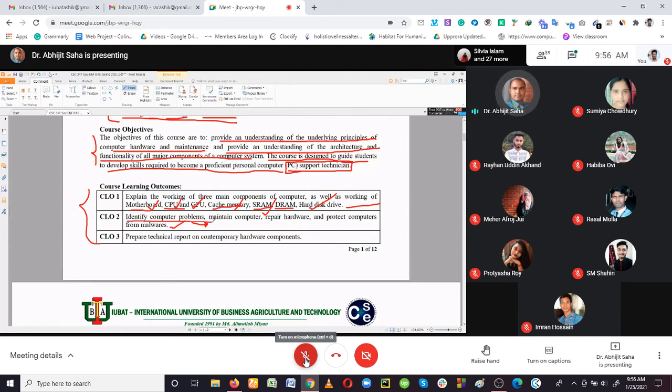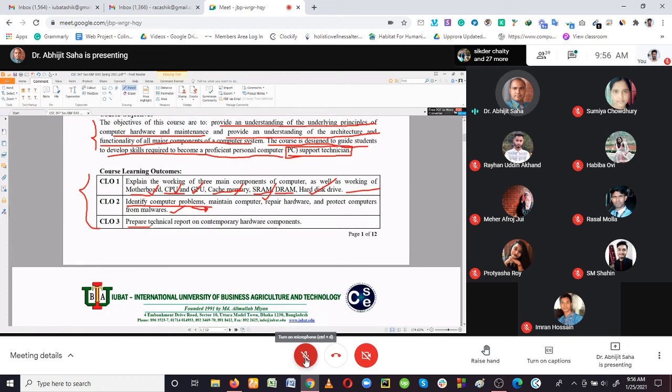This is also one of the main targeting points: identify computer problems. So I have to first understand what the problem is. If I understand what problem I am having in my computer system, then only will I be able to take action on how I am going to fix it up. How I am going to fix up the problems.